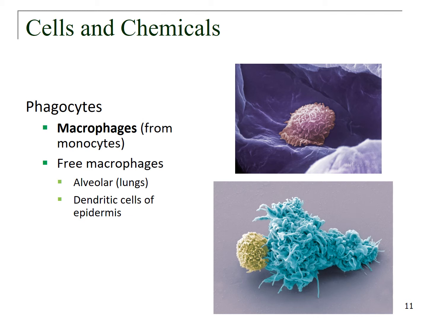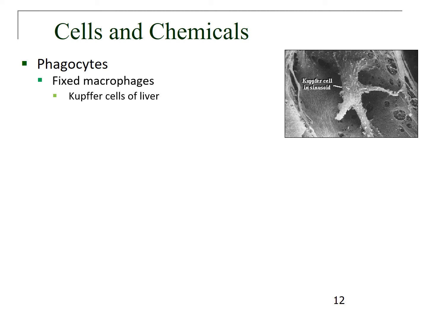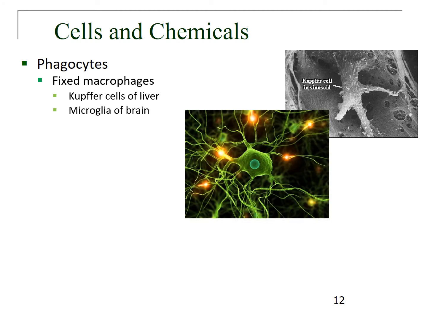Okay, so speaking of phagocytes, phagocytes basically are macrophages, and these pretty much descend from monocytes. You've got a couple of different types of macrophages, depending on whether they can move out of the tissue that they're located in or not. So you have free macrophages that are able to move out of the tissue that they're localized to. You can find them in the alveoli, and you can also find them in the epidermis. Okay, so now we're going to talk about a couple of different types of fixed macrophages. One is the Kupffer cells of the liver, and the second is the microglia of the brain.